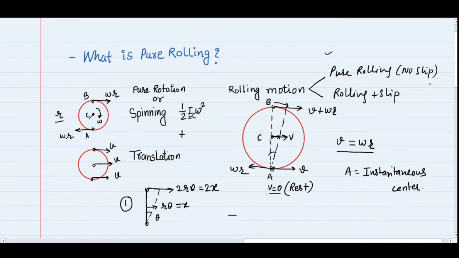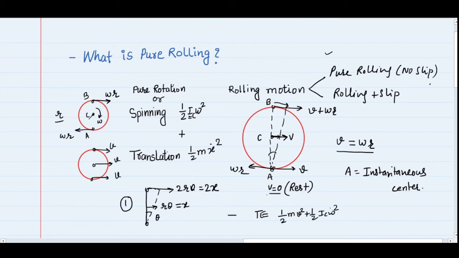So let's put omega IC. Translation means half m v square, or I can also write it x dot square. When these two terms come together, they show the total energy of your pure rolling system. So the pure rolling system will have kinetic energy half m v square plus half Ic omega square.